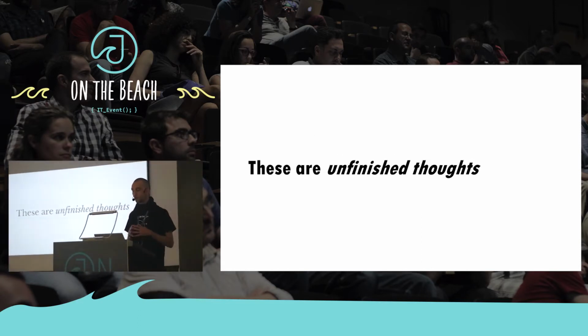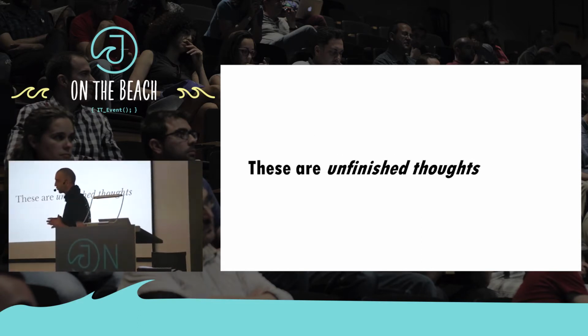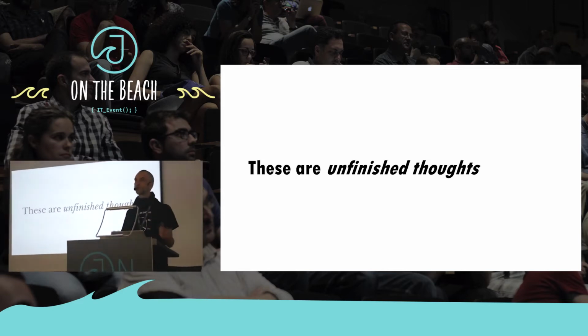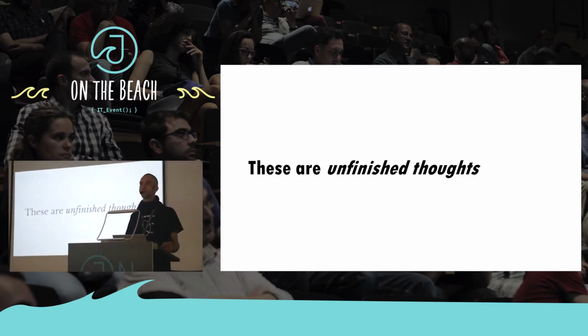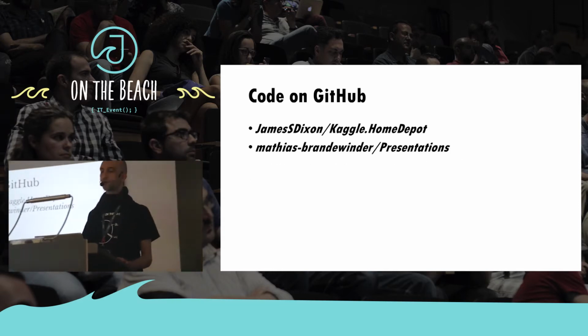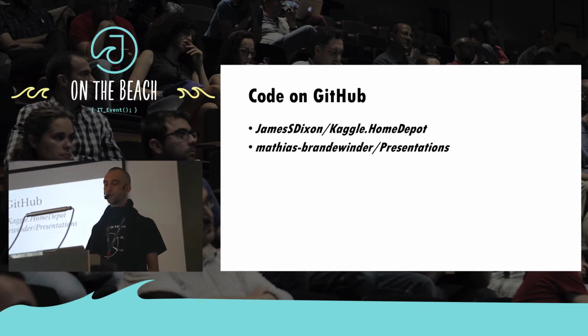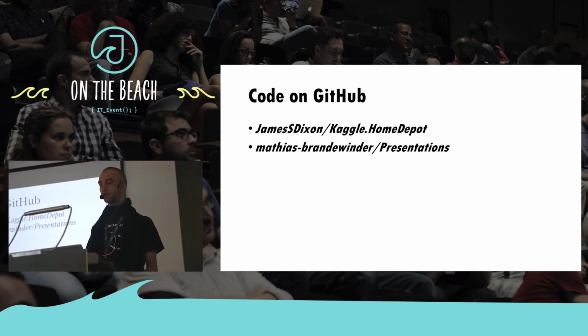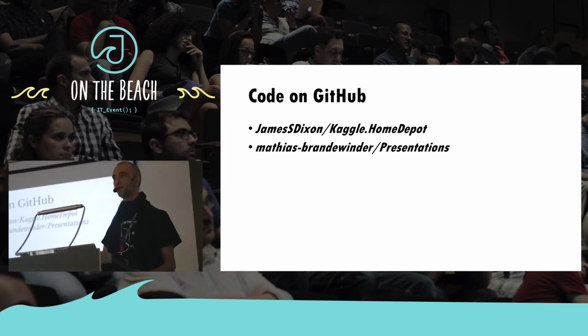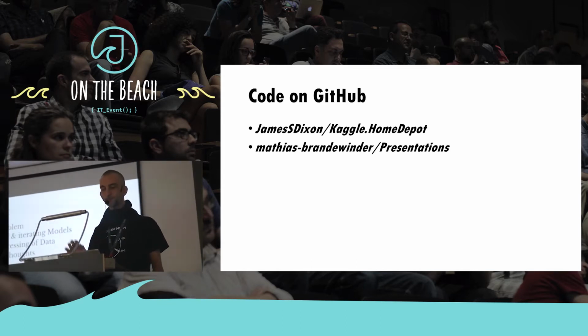Unfortunately, I don't have the silver bullet on what it means to do machine learning right with a team with F#. This is more like thoughts, work in progress, so I'm just going to share what I found so far. All the code for this is also on GitHub, in the Kaggle Home Depot repository, so if you want, you can see it. You have the good, the bad, the ugly. This is what we did.